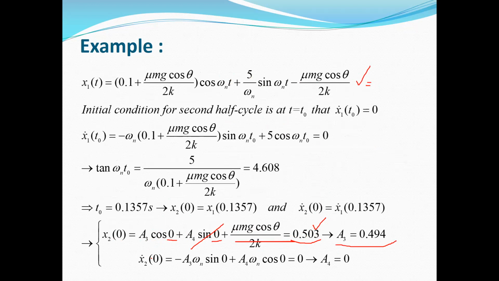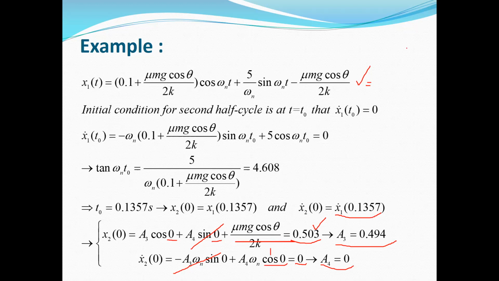And from the velocity, you can find the derivative of x2 with respect to time, which is minus A3 omega n sine omega n t plus A4 omega n cosine omega n t. And when you substitute t equal to 0, this term is 0, and because cosine of 0 is 1, it will be A4 times omega n. It must be equal to the velocity for x1 dot at t equal to 0.1357, which is 0, and we can conclude that A4 is 0. So this is the response for the second half cycle, and this procedure will be continued.